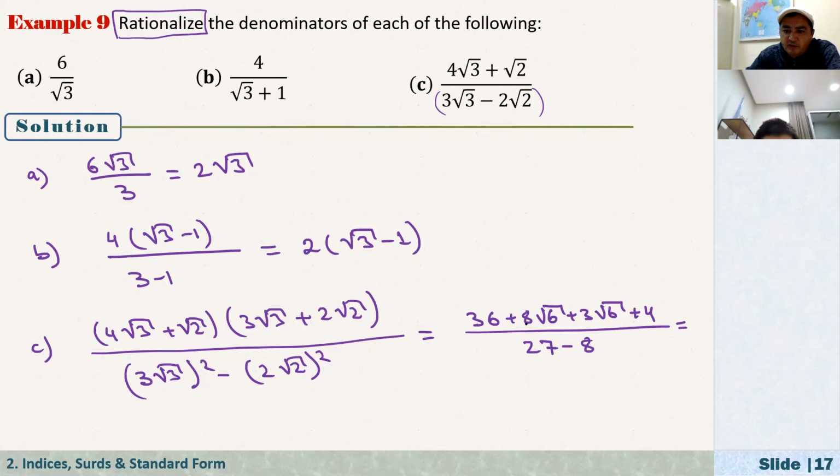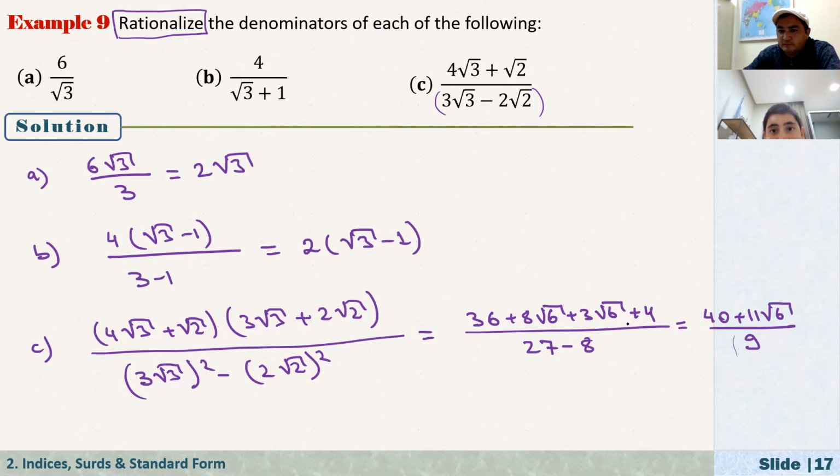Now if we simplify this, 36 plus 4 is 40. And 8 plus 3 is 11. Square root of 6 over 27 minus 8, that is 9. So as I see here, the denominator is 9. We have rationalized the denominator of this fraction.